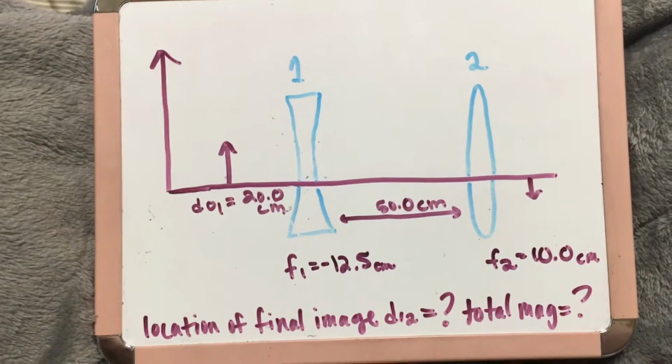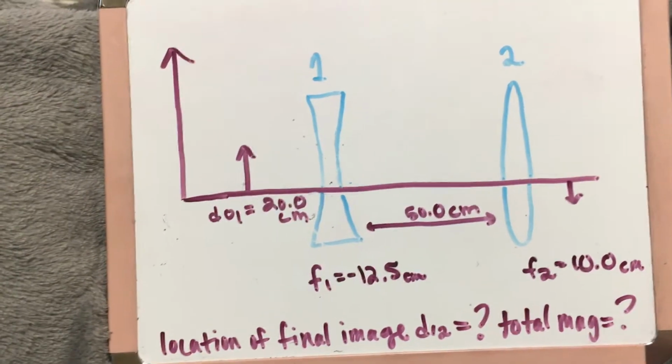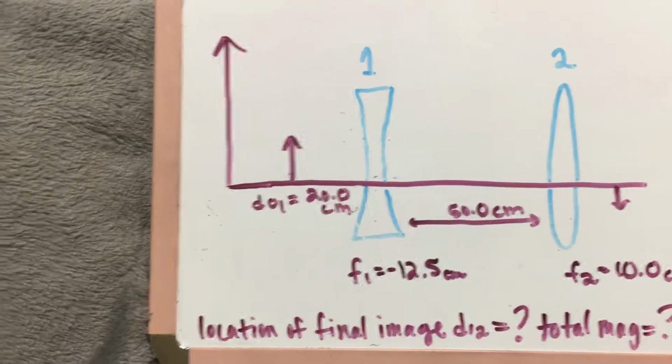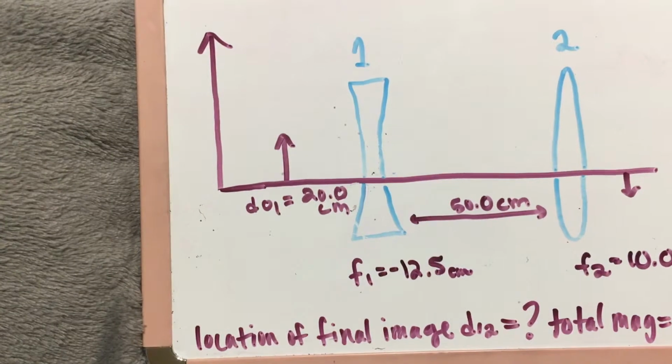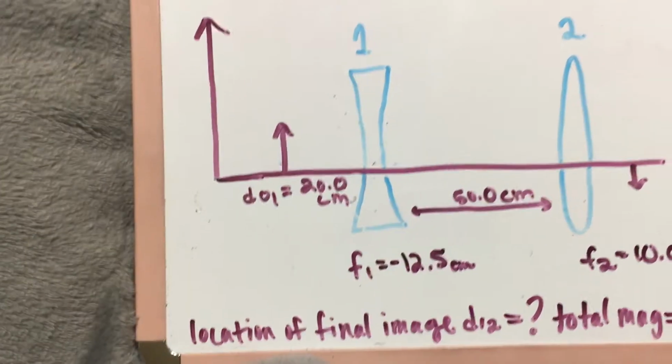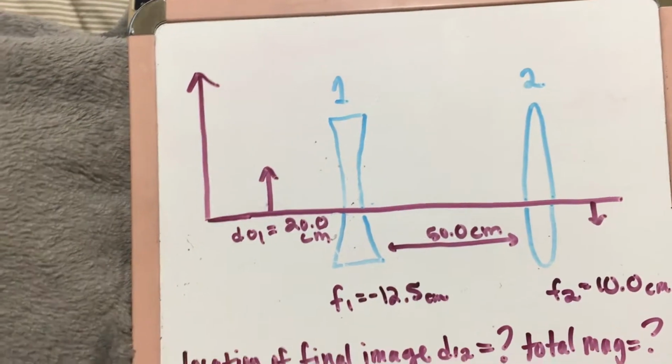Lens 1 produces a reduced upright image to its left. The image is the object for lens 2. The final image of the system produced by lens 2 is tiny and inverted. The thin lens equation can be used to find both images of this in the system.